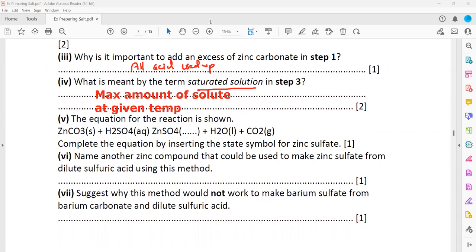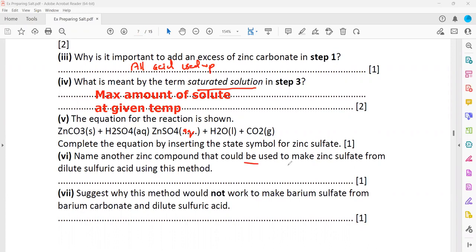The equation for a reaction is shown. Complete the equation. Zinc carbonate was a solid. Acids are always aqueous. Zinc sulfate: most sulfates are soluble except barium, calcium, and lead, so this will be aqueous. We are preparing it by crystallization, a technique used to prepare soluble salts. That's why it is aqueous.